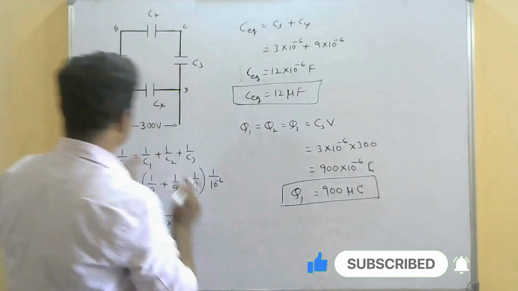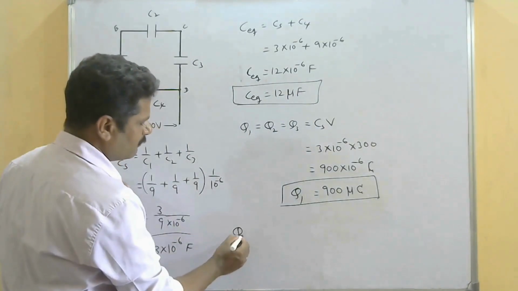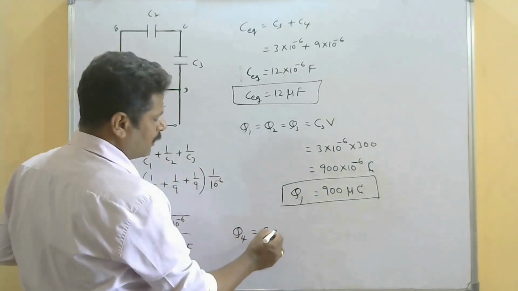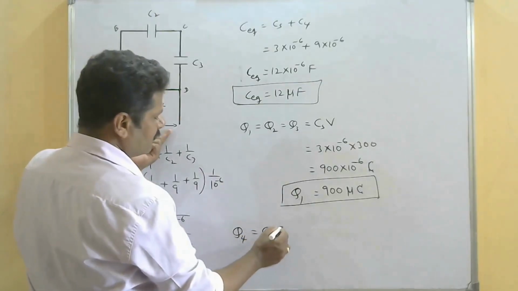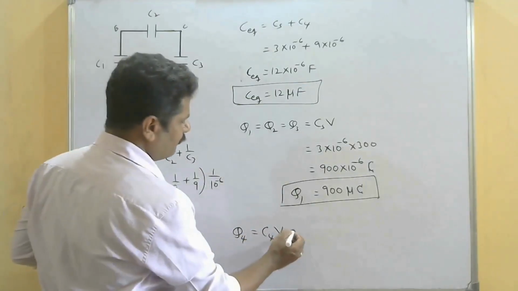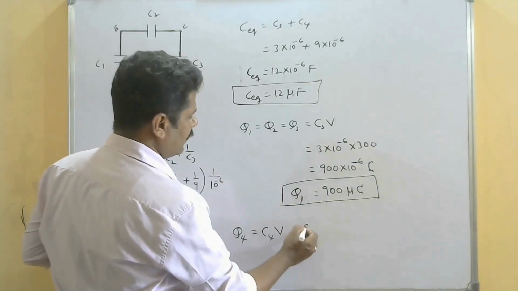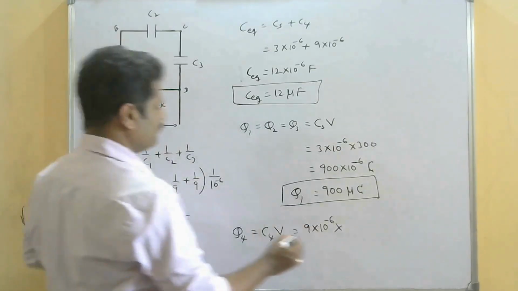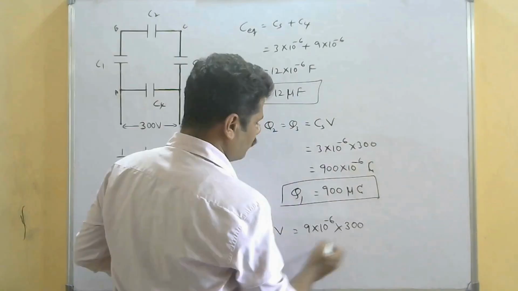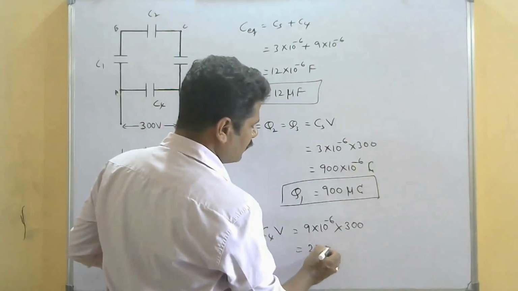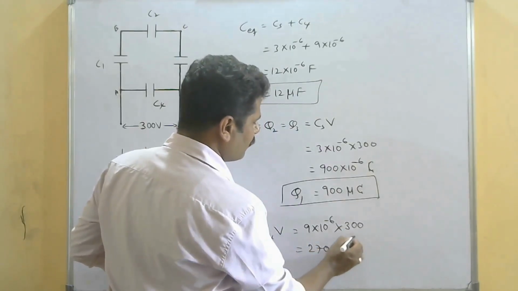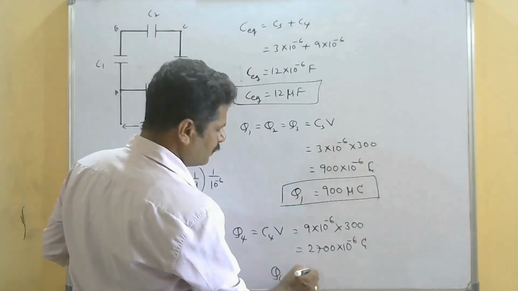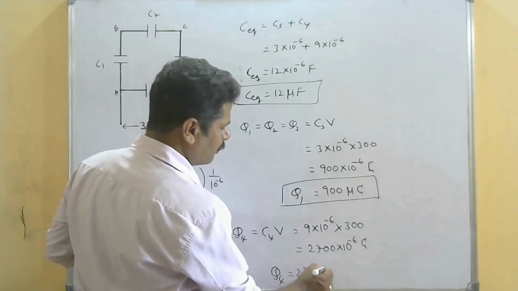In the same manner, Q4 is equal to C4 times the voltage applied across this branch, that is A, D. C4 is 9 microfarad times the voltage applied across this branch, 300 volts, so we get 2700 times 10 raised to minus 6 coulomb. This is nothing but Q4 equals 2700 microcoulomb.